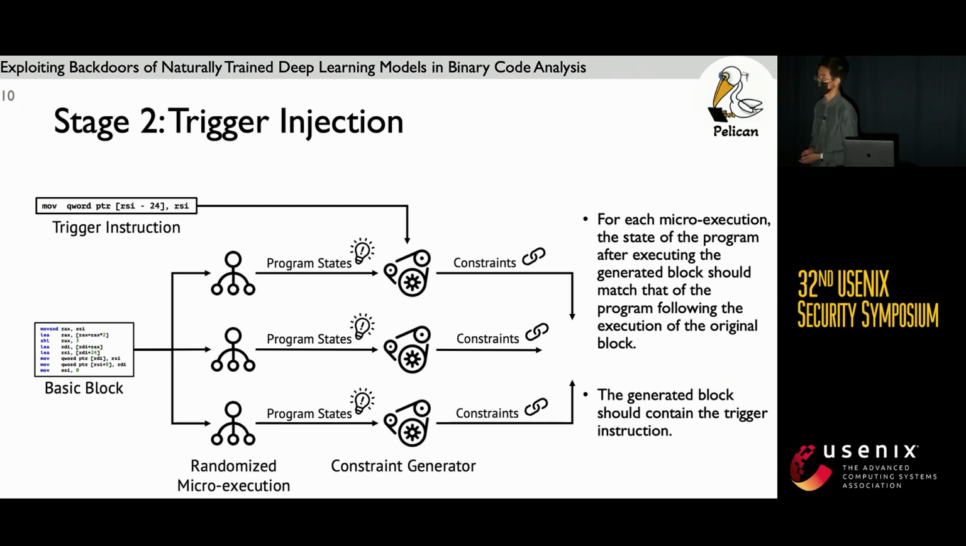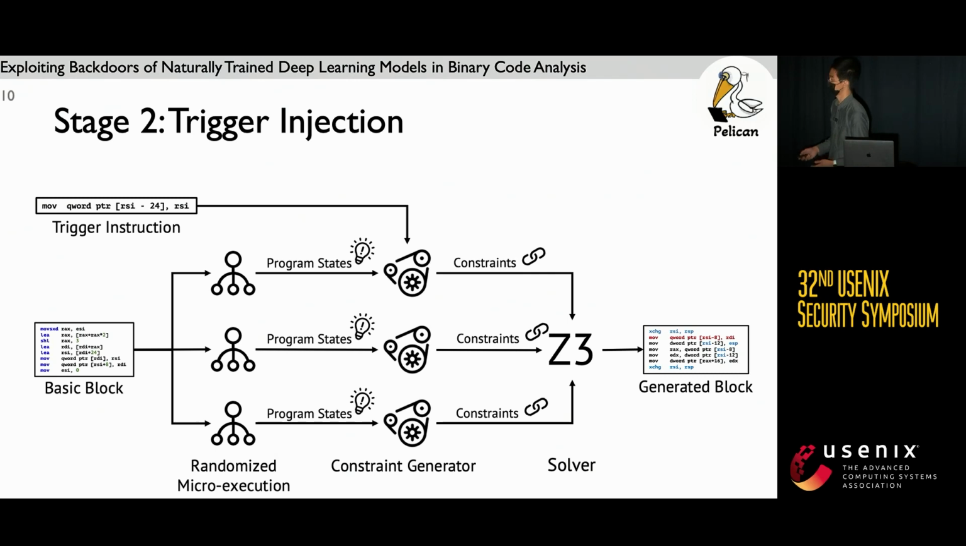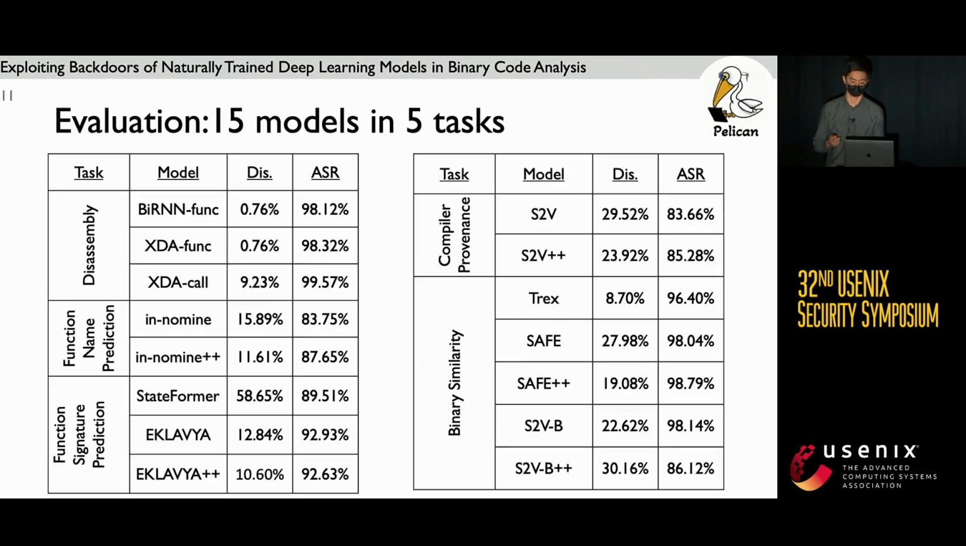The first requirement is that for each micro-execution, the program state change should remain the same for the original and the generated base block. So this is basically the requirement that we need to retain the concrete program semantics. The second requirement is intuitive: we try to ensure the generated block contains the trigger instruction, or the set of trigger instructions. With all those constraints generated, we use a solver to generate the target block.